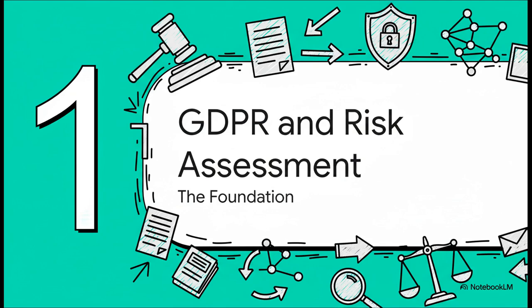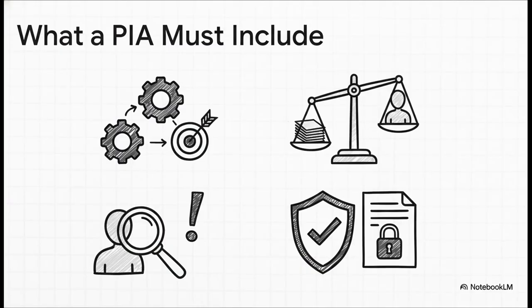Okay, so let's start at the very beginning, laying the foundation with the GDPR's rules for risk assessment. This isn't just theory, remember, it's the law. Think of this slide as your ultimate cheat sheet for what a GDPR-compliant PIA needs. These are the 4 absolute must-haves. First, a systematic description of processing operations and their purpose. Meaning, you have to clearly describe step by step what you're doing with the data and why you're doing it.